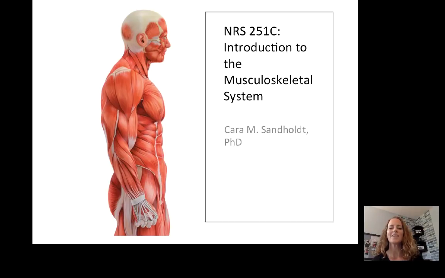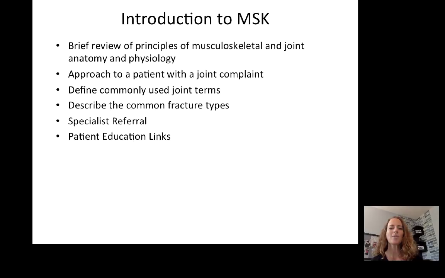This is the introduction to the musculoskeletal system. We're going to start with a brief review of musculoskeletal, which includes joint anatomy and physiology. We'll then talk about the approach to a patient with a joint complaint, and we'll define some commonly used terms. At the very end, we'll describe some common fracture types and some basic considerations for specialist referral and patient education.